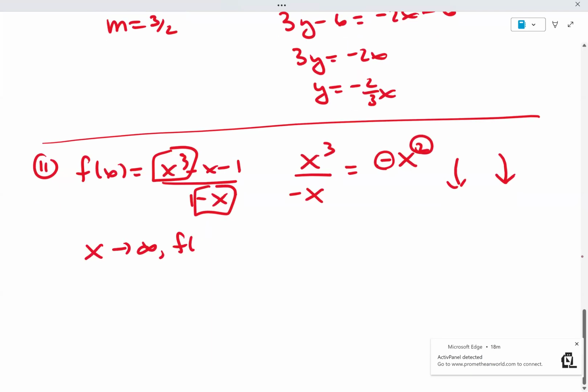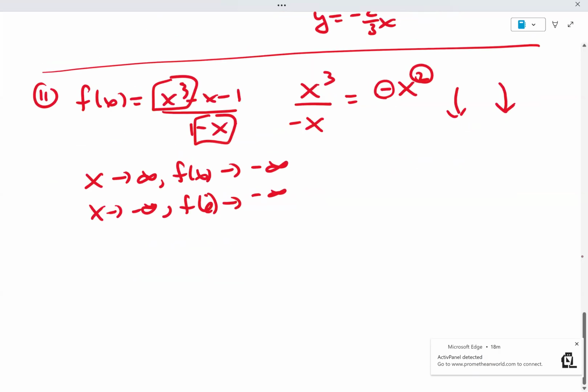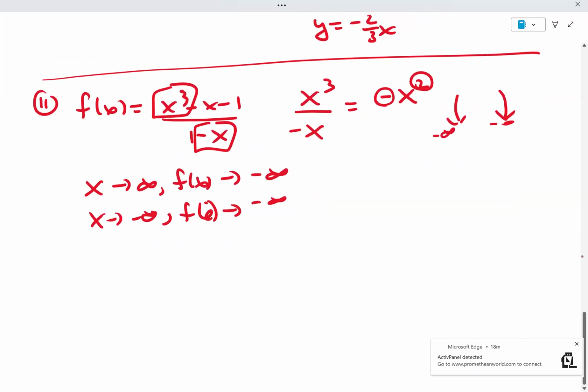So as x's approach infinity, the f of x's are going off to -infinity. And as the x's go off to -infinity, f of x's go off to -infinity as well. They both go off to -infinity. Even power, they've got to go off in the same direction.